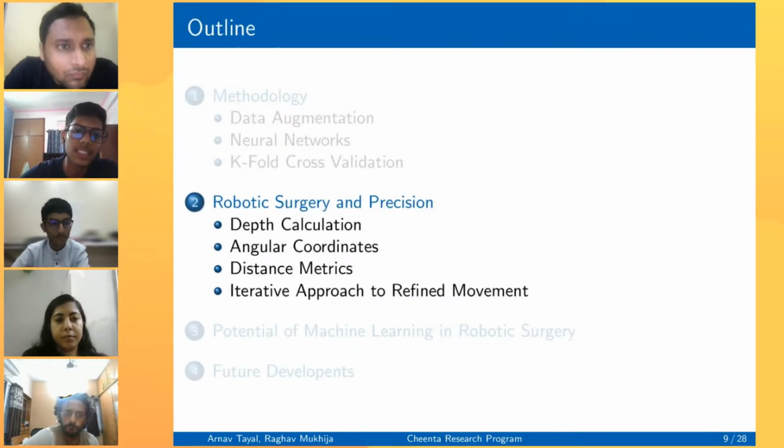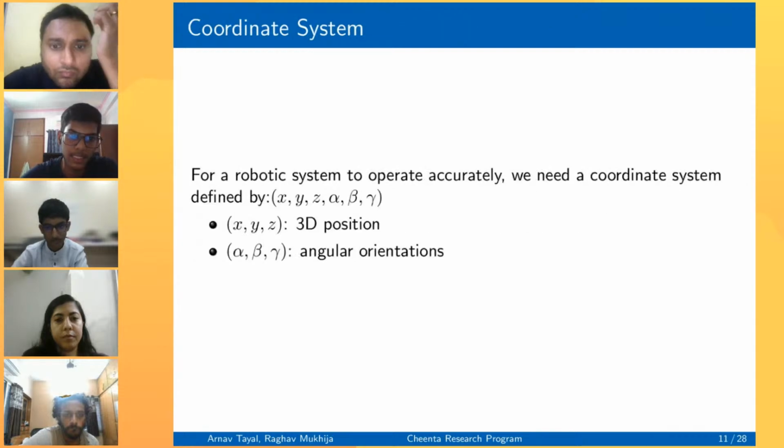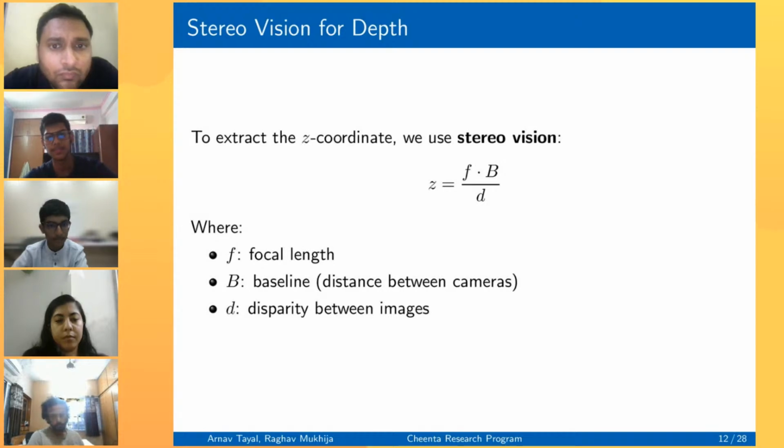Now, robotic surgery and precision. For the movement part of the robot, we build a map for it to follow on the coordinate system. Next slide. So these are the coordinates we assume.